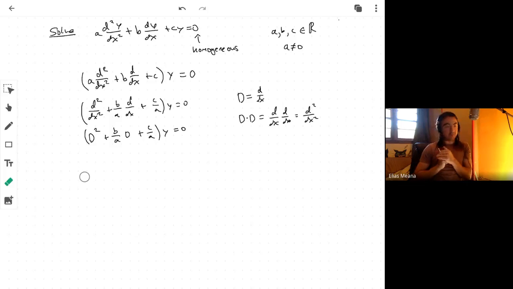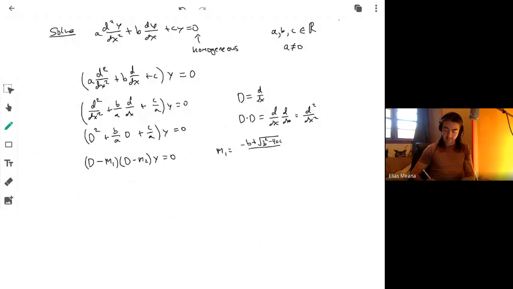All right, so we have this quadratic now in d, this operator d, and we could write this quadratic because it's monic, right? Monic means that the coefficient of the squared term is 1. We can write this as d minus m1 times d minus m2 of y equals 0, right? Where, of course, we could think of m1 as being like negative b plus the square root of b squared minus 4ac over 2a, and m2 would be the other one, right?